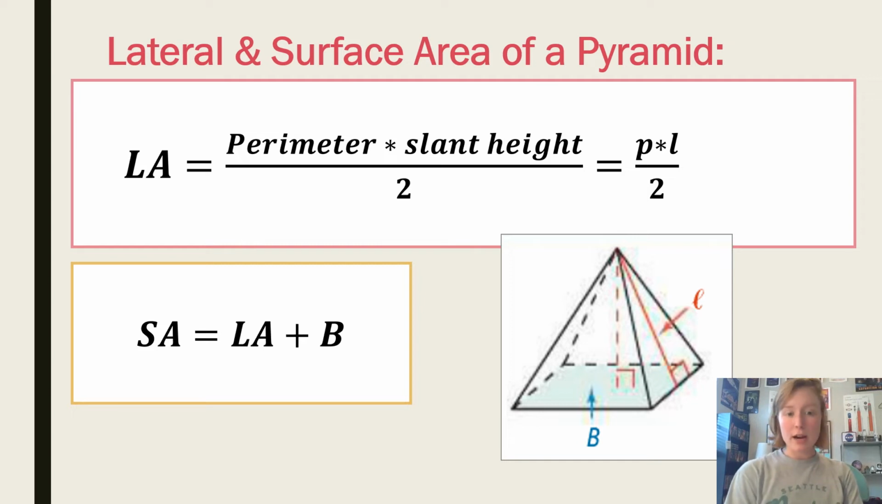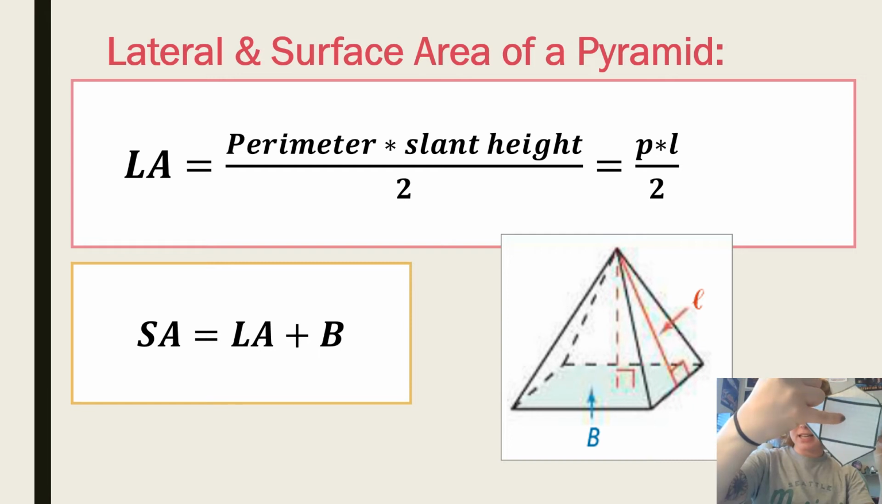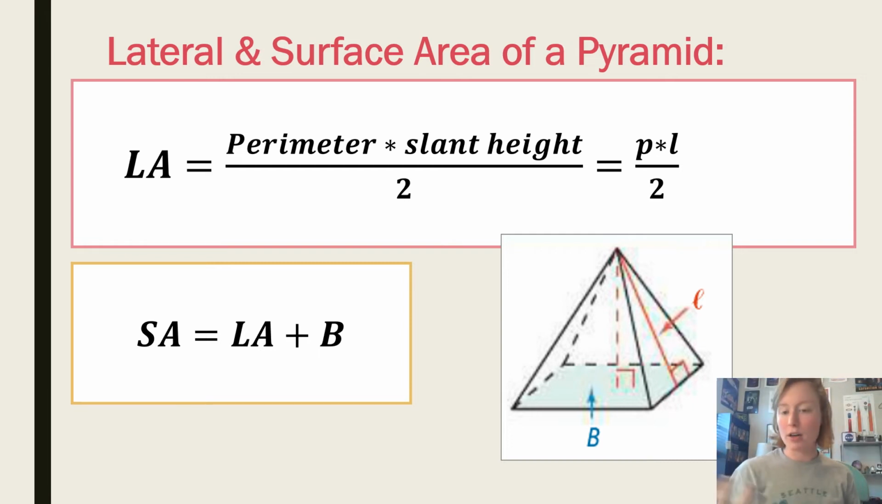So then the surface area is just going to be the lateral area plus the base. So we would just say the lateral area is all of the triangles that form the sides of the pyramid, and then we'll just add on that base, that square or hexagon or whatever shape we have.